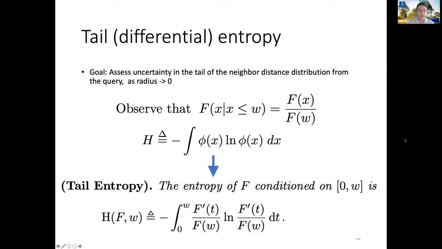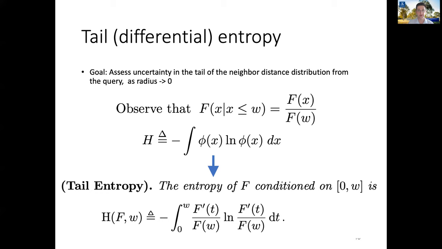The first type of entropy that we look at, we call it tail entropy because we're looking at the tail of distances from the query to its neighbors. The entropy intuitively is trying to assess the uncertainty of those distances. Just noting that we're interested in a conditional distribution, so we're interested in distances that are less than some w. In the middle, we've got the classic definition of entropy, and combining these two things together, we can immediately define tail entropy in the following way. This particular integral is based on the CDF describing the distances to neighbors.